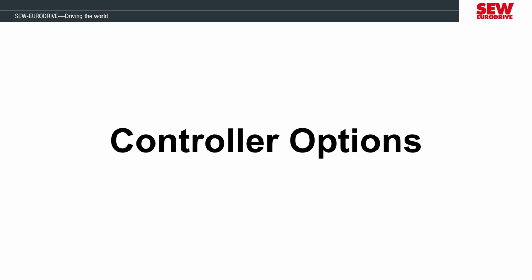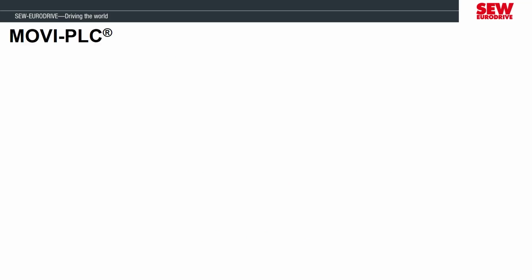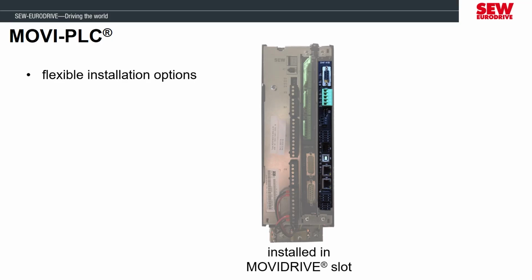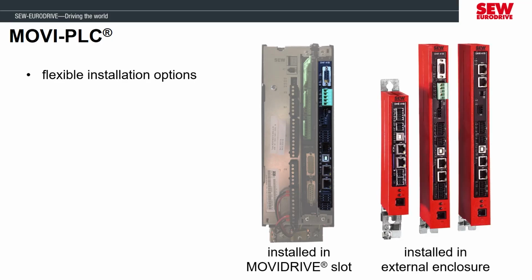Something else that can expand our MOVIDRIVE's capability is what we call a controller, which are small PLCs. The name of our controllers is MOVI-PLC. These can be directly installed in the MOVIDRIVE or can be installed in these external housings that can be snapped to a DIN rail or be screwed to the back of the electrical cabinet.